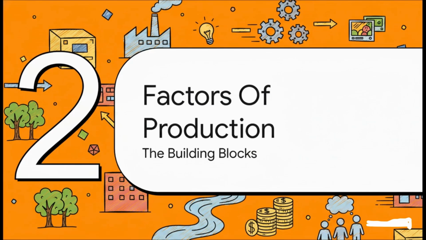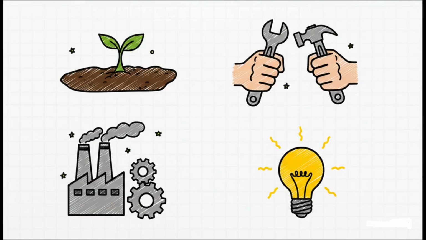Moving right along to section 2, the 4 factors of production. The building blocks. Listen, every single thing produced on Earth requires these 4 elements. Land, which is the physical space, labor, the human effort, capital, meaning the tools and tech, and entrepreneurship, the organization and the risk-taking behind it all.